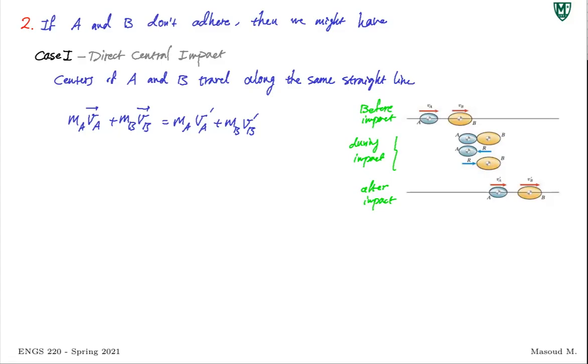It's not the same object. You have VA prime and VB prime. So now you have two unknowns here. How do we solve one equation, two unknowns, right? That's where we are right now.